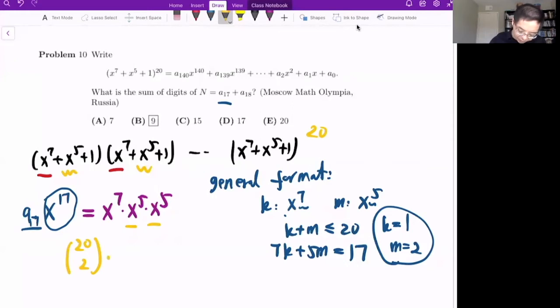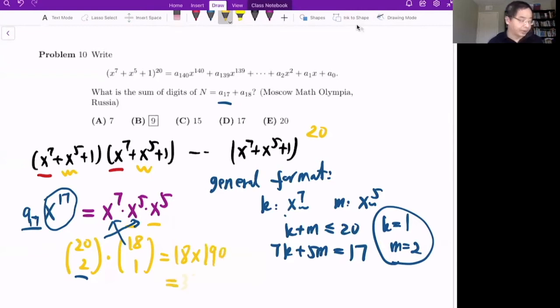And then we choose from the remaining 18, we choose 1 for the x to the 7. So this one is for the x to the 5, and this is for the 7, right? Okay, let's calculate this. This one equals 18 times 190, which is 3,420.